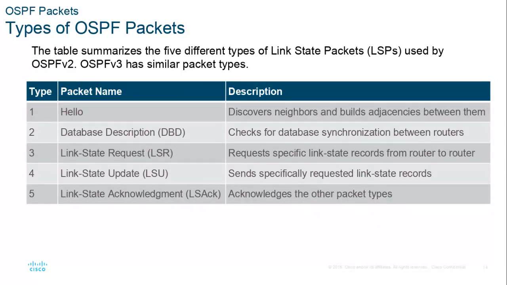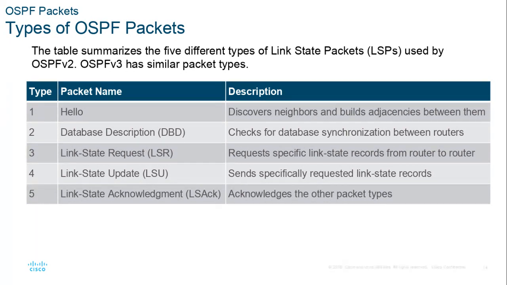The second type of packet is a database description. This is what the OSPF router is going to send out, some generalized information about his routing table to all his neighbors in his area. If a receiving router wants more specific information about a specific network, he can send a request back to that first router saying, please send me more accurate, more detailed information about a specific link. I need to know more about it. And the link state update is the answer to the request. If a 3 request is sent out, a 4 update is sent back.